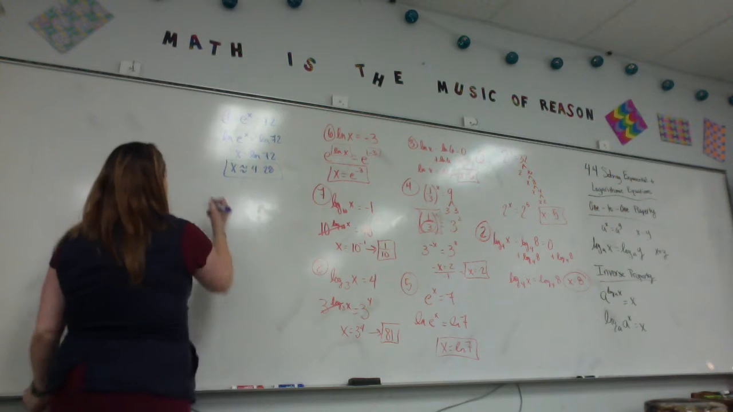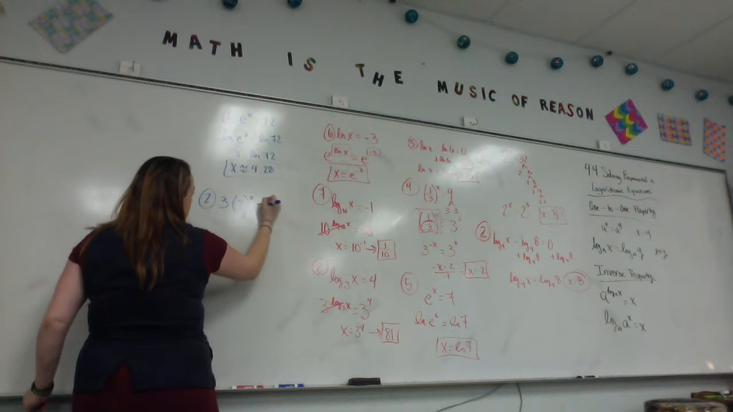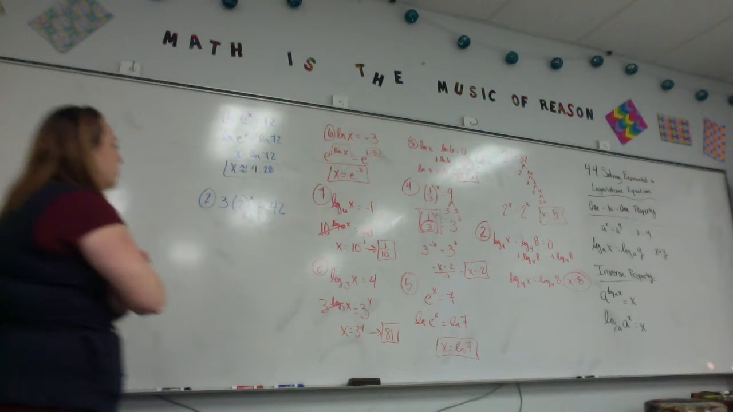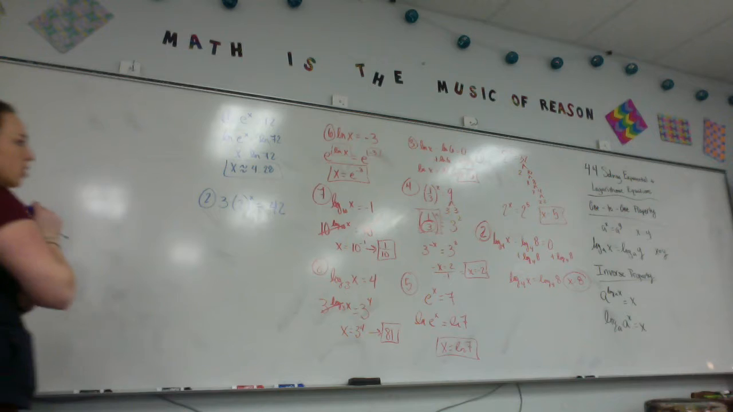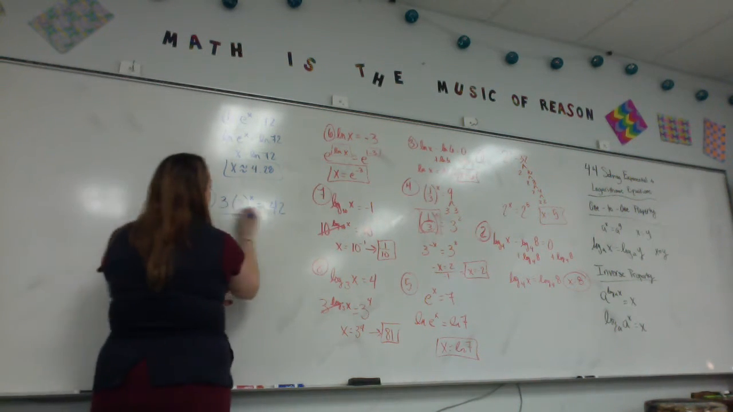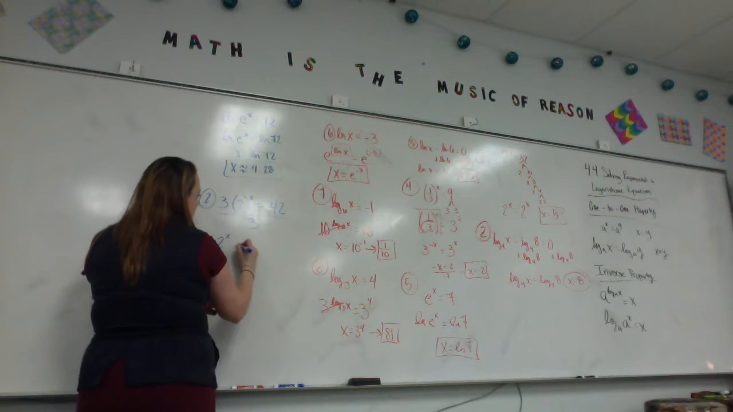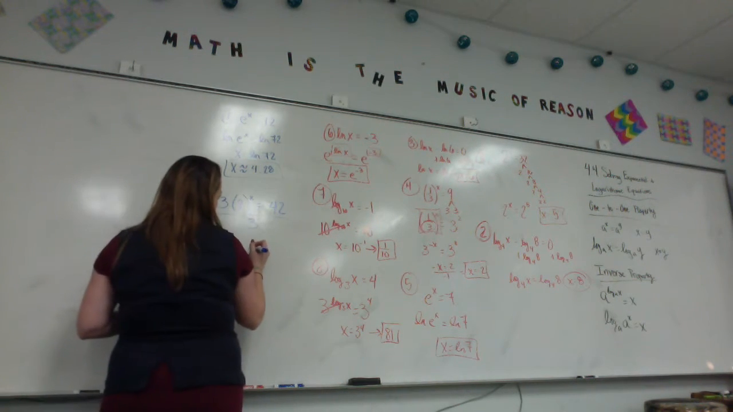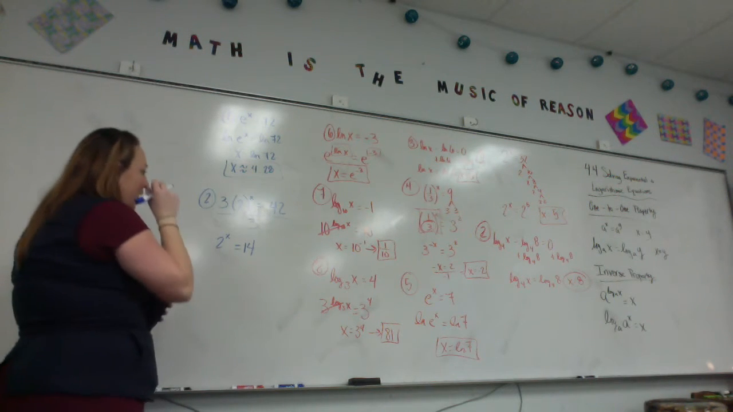What happens if I have an equation like this: 3 times 2 to the x equals 42? How do I go about solving this? Would you divide 3 on both sides? Yes, divide by 3 on both sides, because I want to get whatever this power is by itself. So I get 2 to the x equals 42 divided by 3, which is 14.